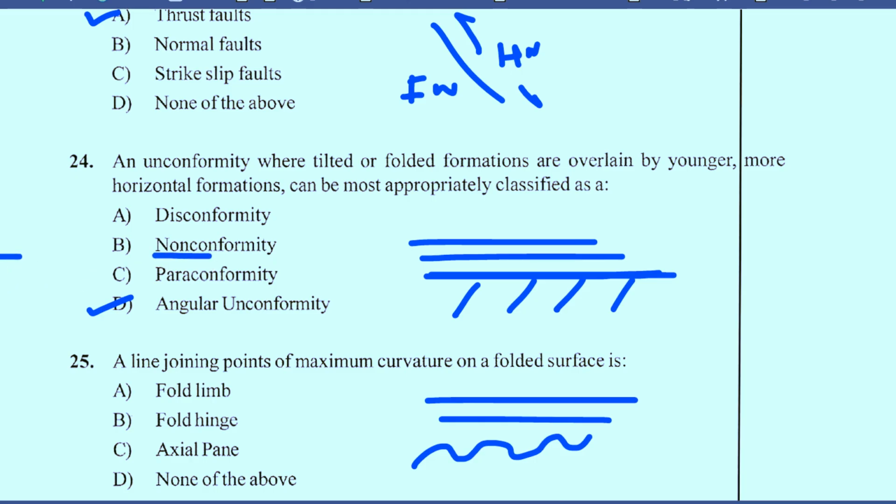Nonconformity is when an igneous body is overlain by a sedimentary body. We call it a nonconformity. Disconformity or paraconformity is when the strata below and above are parallel to each other. One is regional scale, one is local scale.